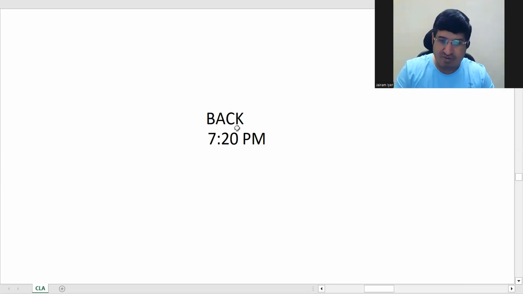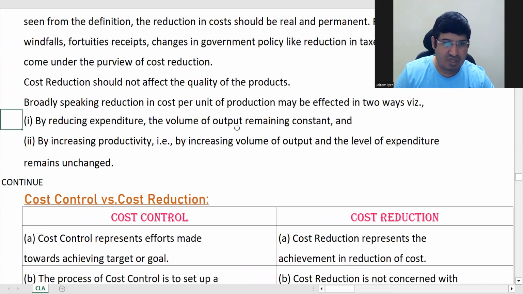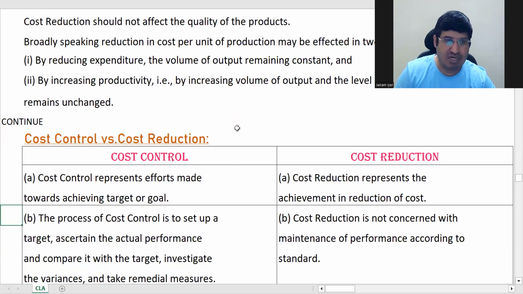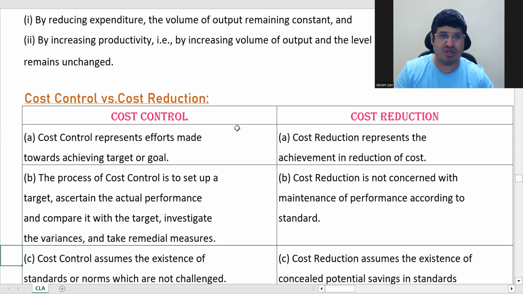Okay, so welcome back. We will continue. Right. So next point is difference between cost control and cost reduction. Okay. So we'll see the difference between cost control and cost reduction.